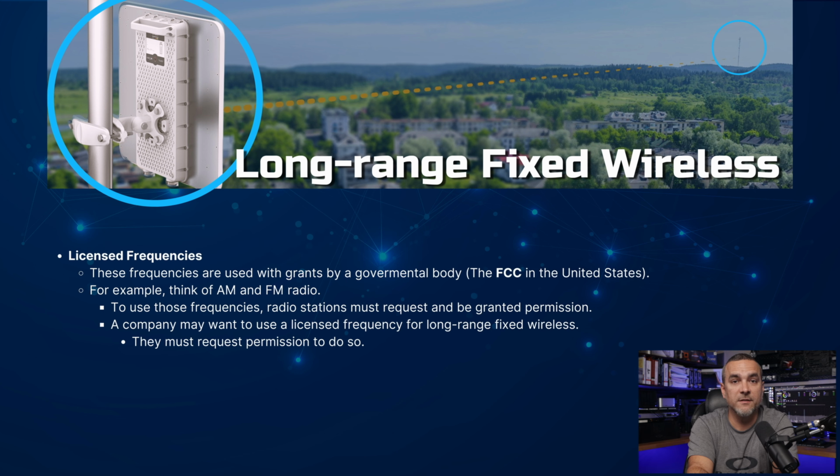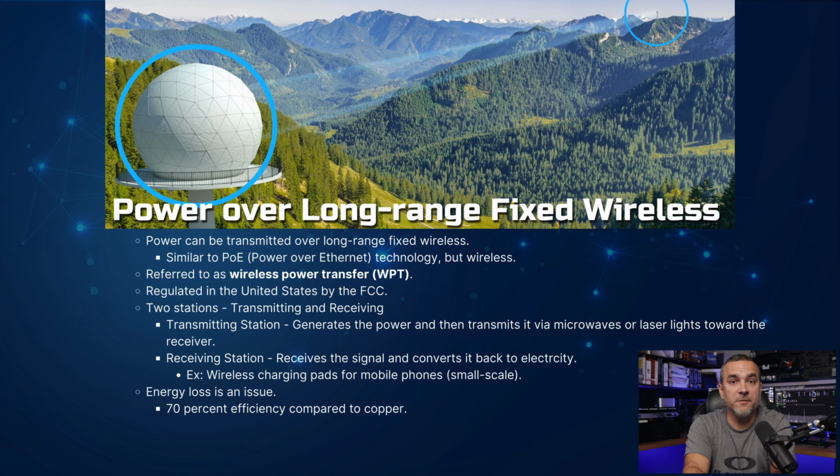However, licensed frequencies like those used for AM and FM radio require permission granted by a governmental body such as the FCC in the United States. Companies seeking to use licensed frequencies for purposes like long-range fixed wireless must also request and receive permission to do so. Power can be transmitted over long distances using fixed wireless technology known as wireless power transfer, or WPT, which is regulated by the FCC in the United States.